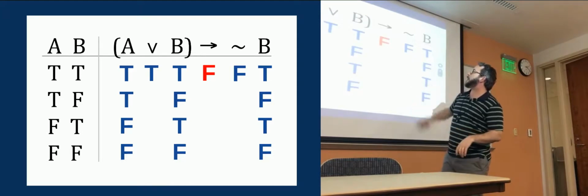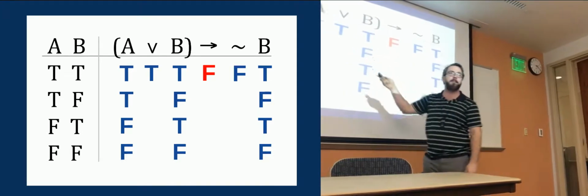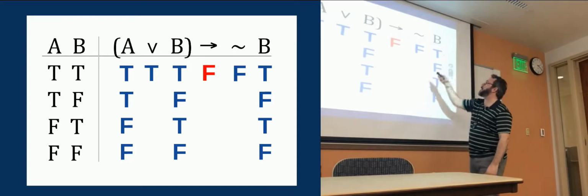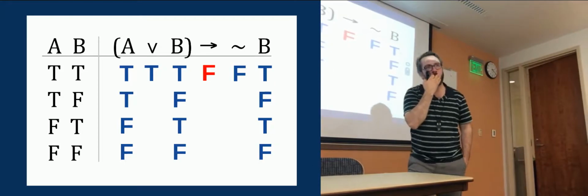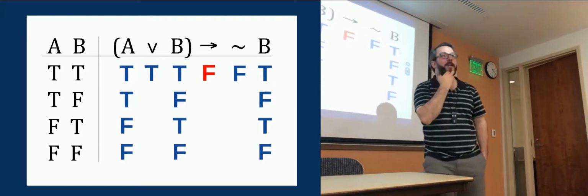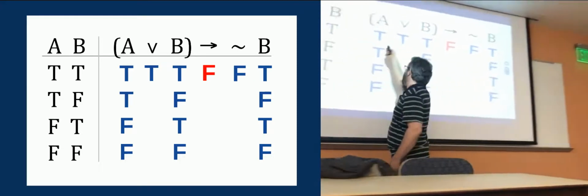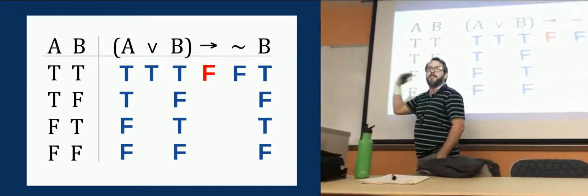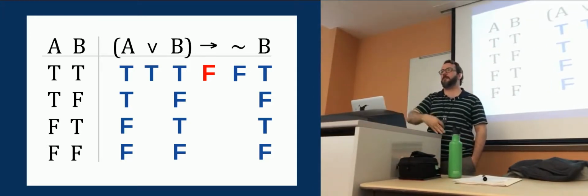An if-then operator, the conditional operator, is going to say whatever is immediately to its left is the antecedent, whatever is immediately to its right is the consequent. Yes? Could you clarify the goal of what we're doing here? Yes. The goal is to find out under what conditions that whole big statement is true. Under what conditions is it false?